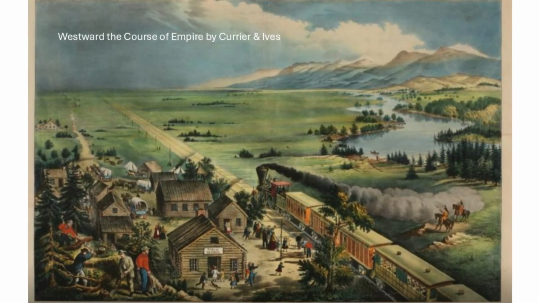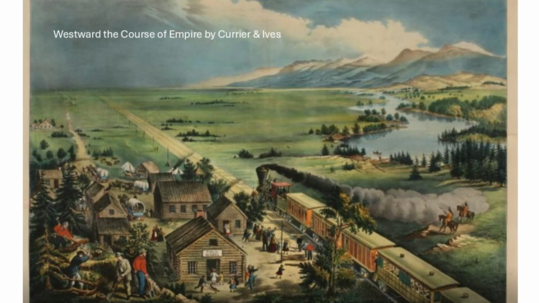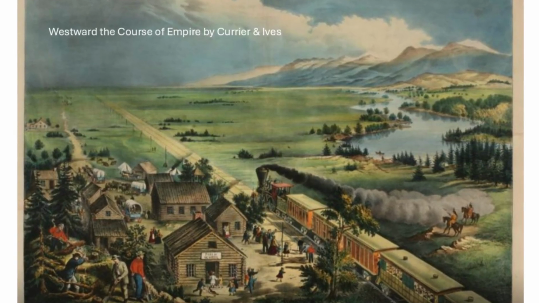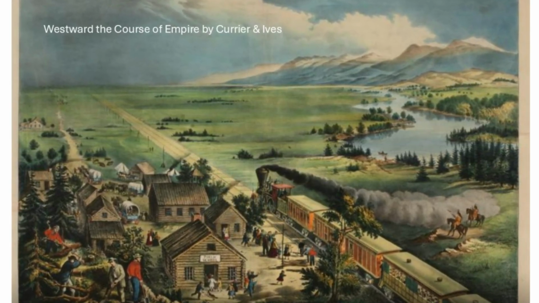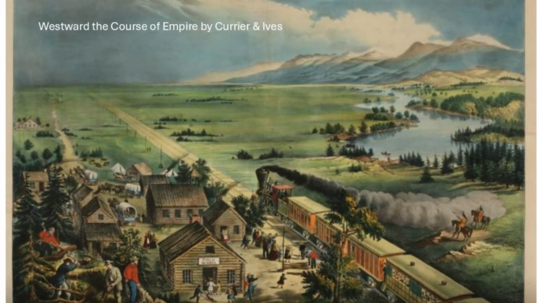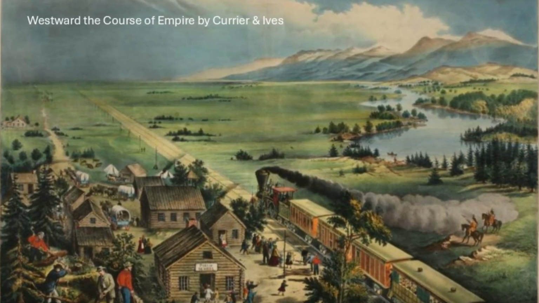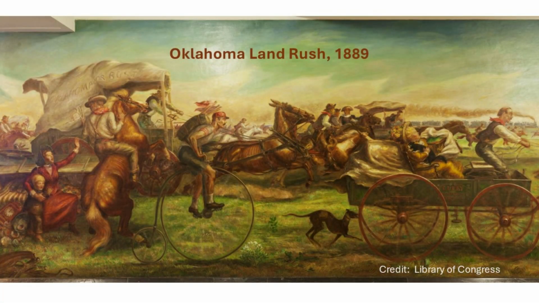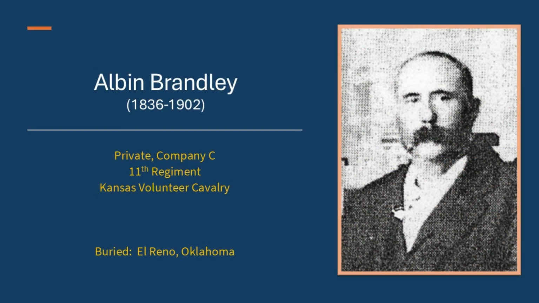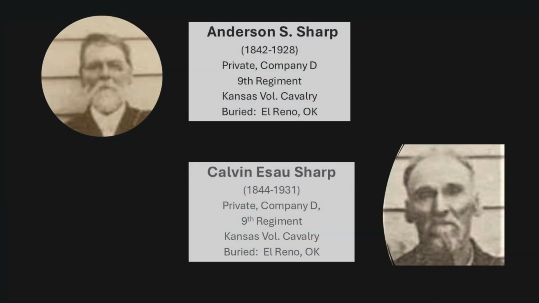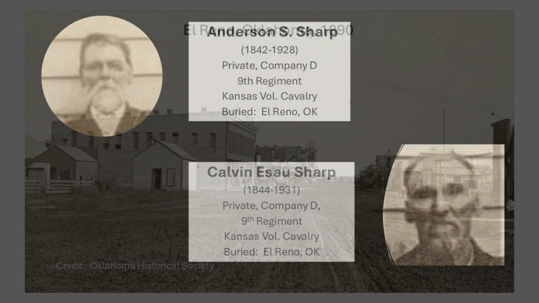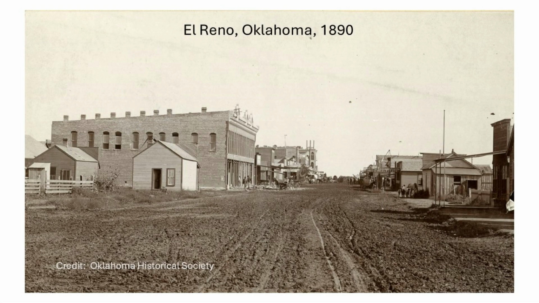Many of the Chase County volunteers moved on after the war. They sought opportunities in the expanding West after completion of the transcontinental railroads and the opening of other Indian lands to settlement. The 1889 Oklahoma land rush prompted Alban Brandley and Calvin and Anderson Sharp to move to El Reno in central Oklahoma, west of Oklahoma City. There they farmed and engaged in stock raising.